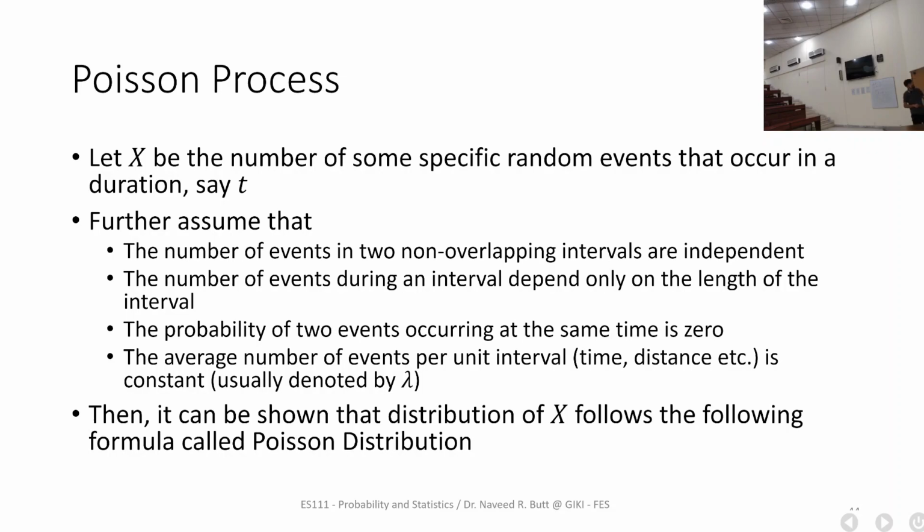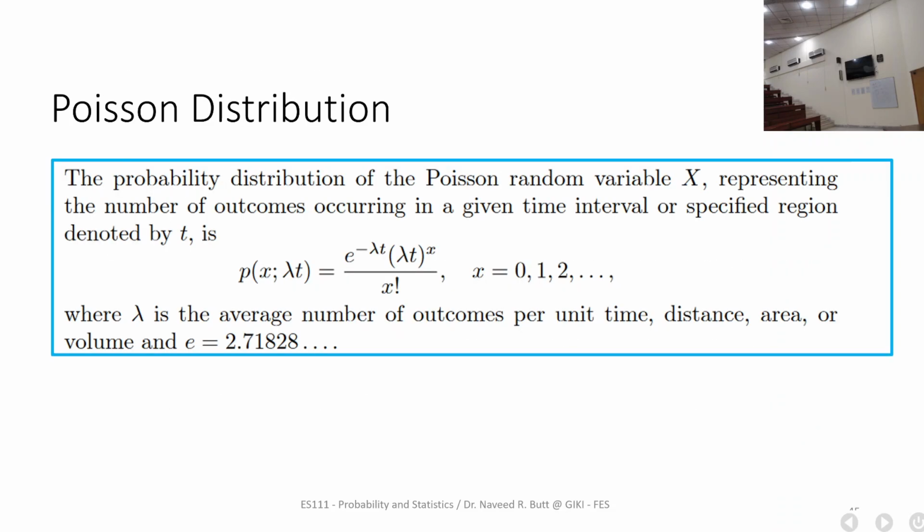Now if these assumptions are met in a counting process, then it can be shown that the distribution of x follows the following formula, called the Poisson distribution. What is the formula that x will follow? Remember, x is the number of events: number of calls you receive, number of customers entering your shop, number of people clicking your website, in a given time. The time interval is t. The arrival rate, which is supposed to be fixed, is lambda here.